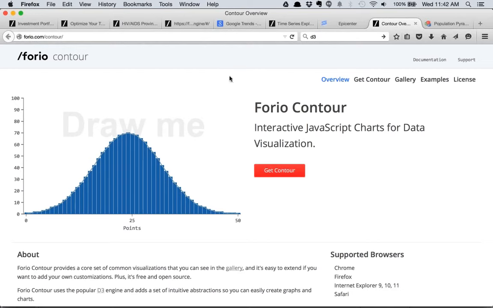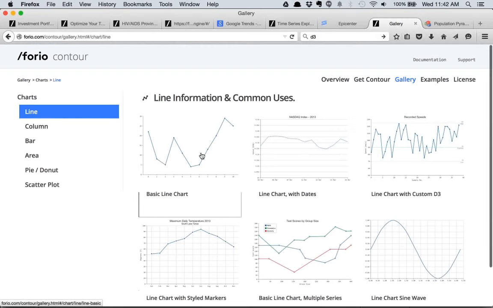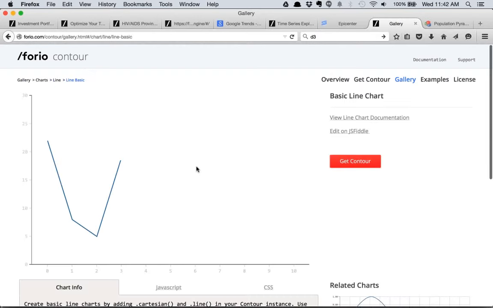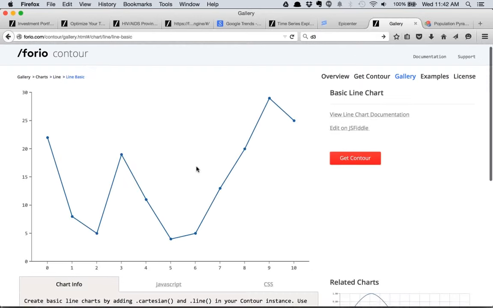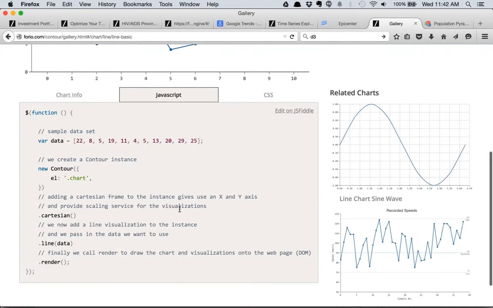It's just a general graphing library. But what it does is it works with D3 to make it easier to do basic graphs. And so one of the things I might want to do, for example, is create a line chart. And I can see that here in Contour. And here you can see to do a line chart, it's fairly simple.